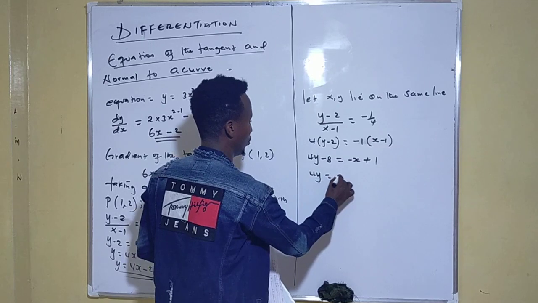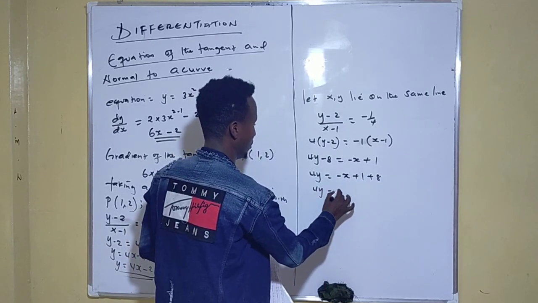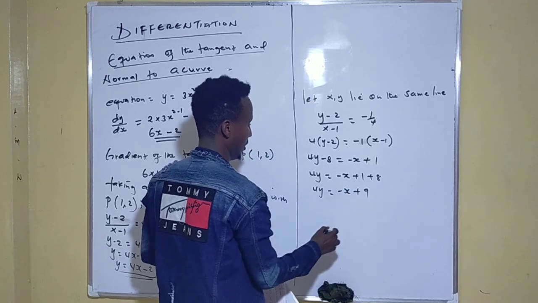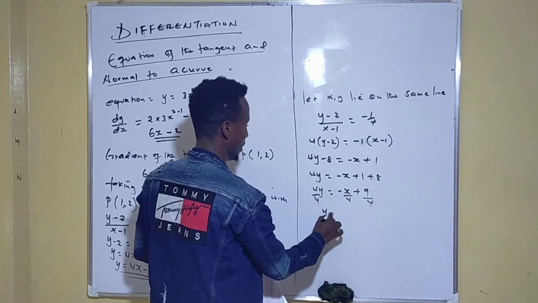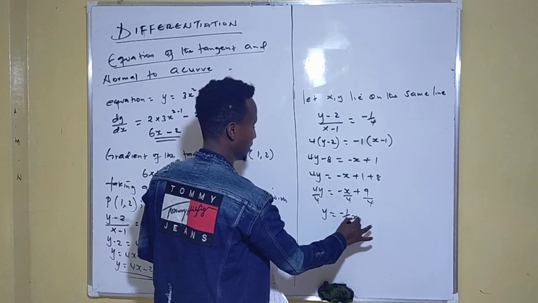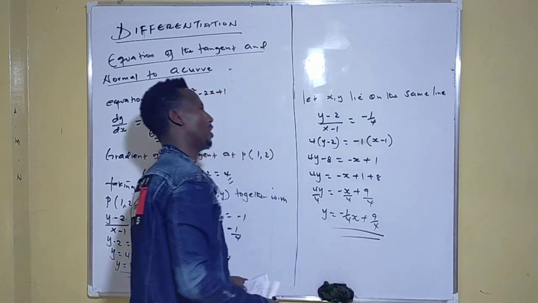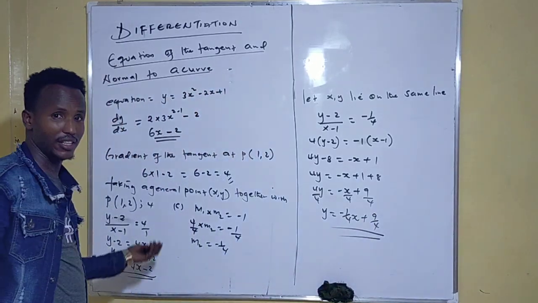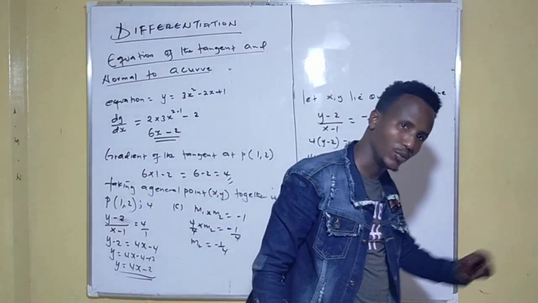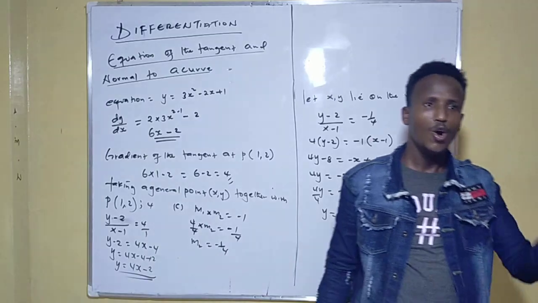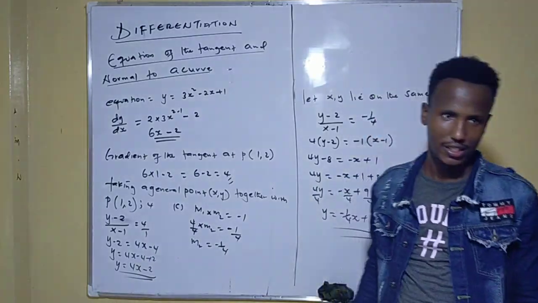So 4y is equal to negative x plus 1 plus 8. So 4y is equal to negative x plus 9. Divide by 4 throughout. So y is equal to negative a quarter x plus 9 over 4. Final answer. Are you getting this? A tangent is the line which has the same gradient as the curve at the point of contact, while a normal is the line which is perpendicular to the curve, or to the tangent, at the point of contact.